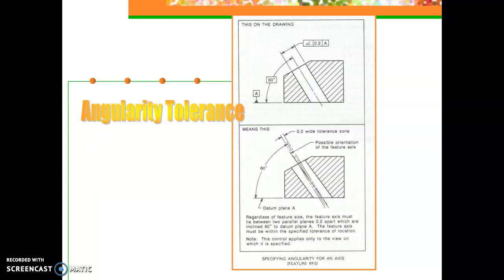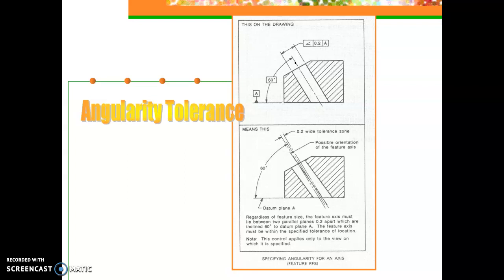So an angularity tolerance has to do with the angle at which an axis or surface or edge is. So for instance, we have a hole here that is specified at a 60-degree angle with respect to datum A. Datum A is identified as being the bottom surface. So this varies somewhat between the angular tolerance, just the dimensional tolerance.